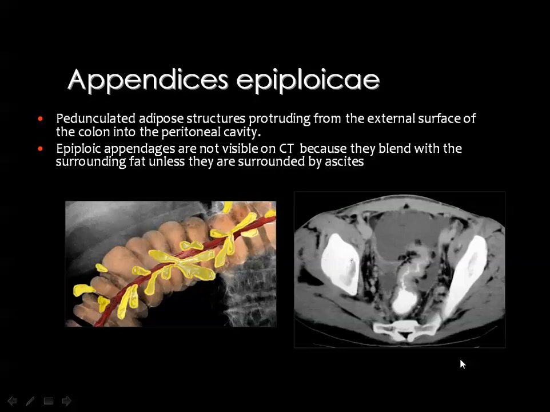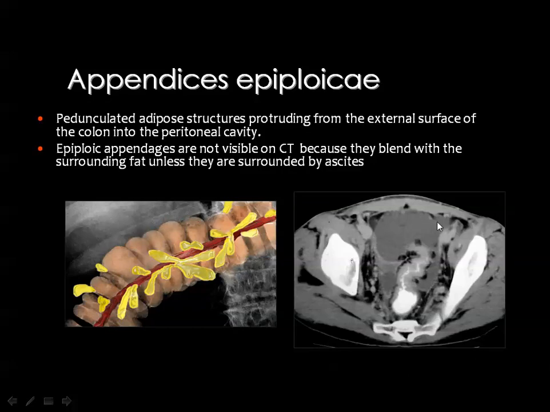Then we came to epiploic appendagitis, and this is inflammation of the appendices epiploicae. The appendices epiploicae are just fat projections related to the colonic wall, and these projections are not usually seen on the CT scan unless the patient has fluid in the peritoneal cavity.